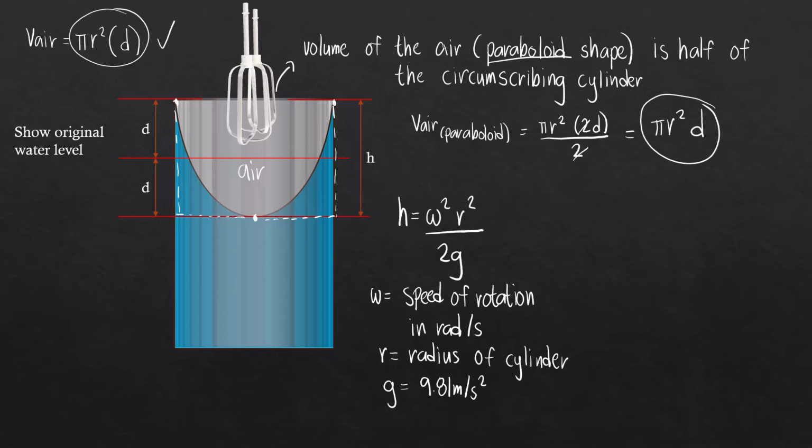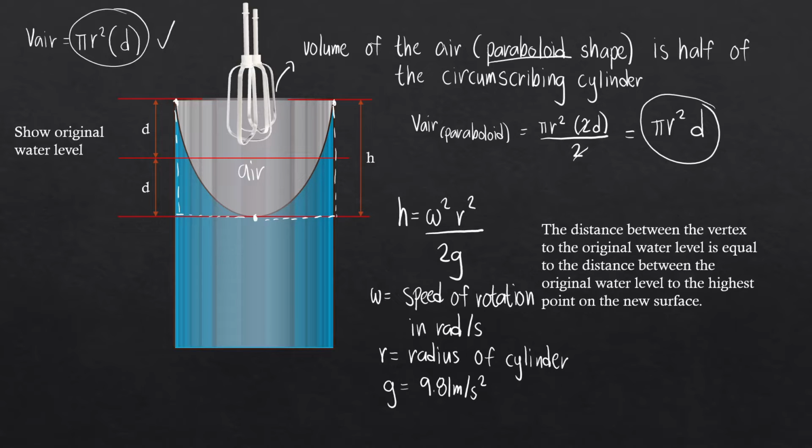Now we also have another concept wherein the distance between the vertex to the original water level is equal to the distance between the original water level to the highest point on the new surface. And so what does it mean? What this means is when there is no water spilled, then the distance from the vertex to the original water level, which is this point, again, if we are to show the original water level, we have this one. This is the original water level, and then these are the highest points on our new surface.